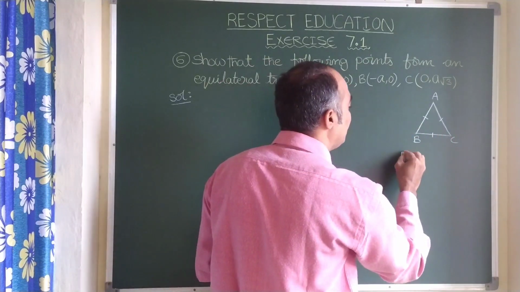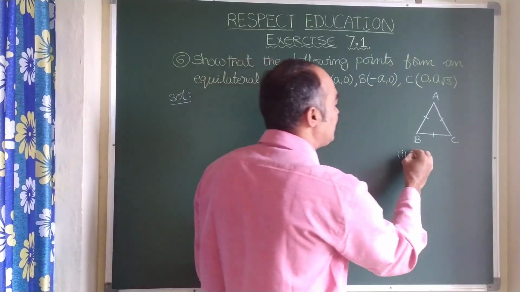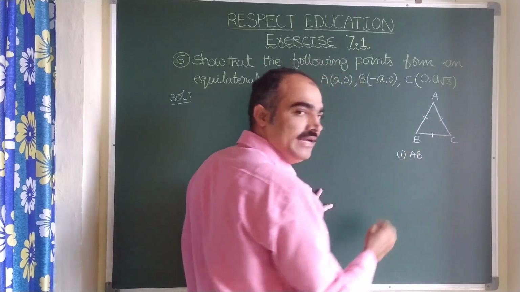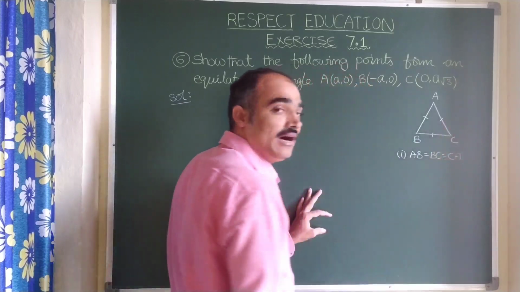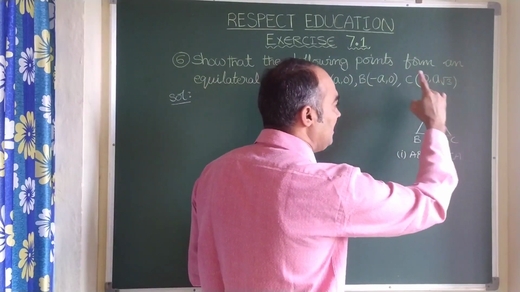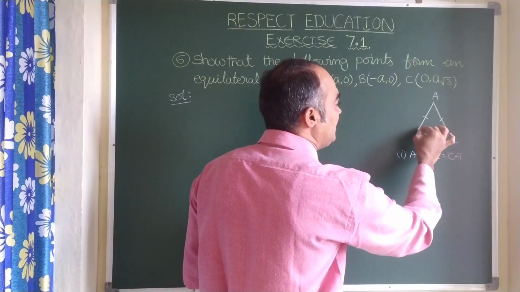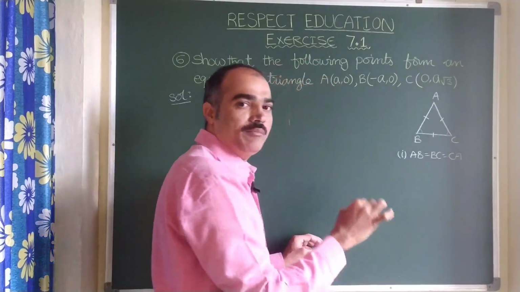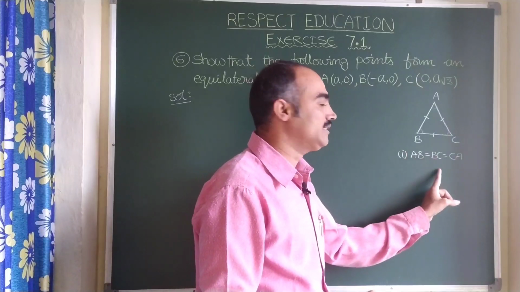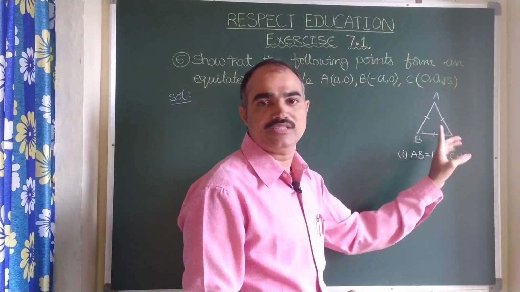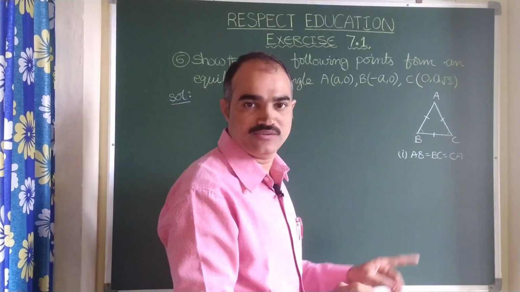So what we need to check or prove is that AB, the distance between A and B, is equal to BC is equal to CA. Other than this, in an equilateral triangle, the angle at each vertex is 60 degrees: angle A is 60, angle B 60, angle C 60. But here in coordinate geometry, it is enough if we prove AB equal to BC equal to CA. Angle measurement is not required. So let us check whether this condition is satisfied or not.